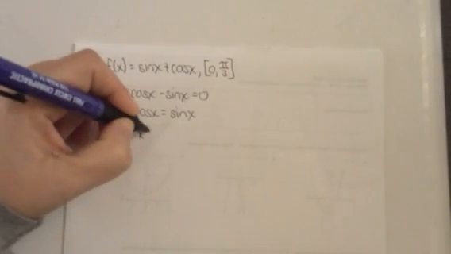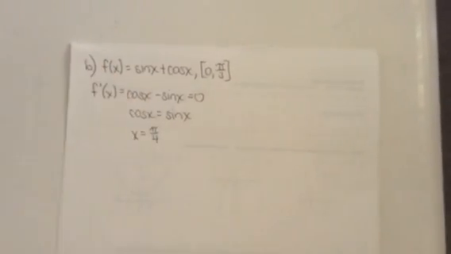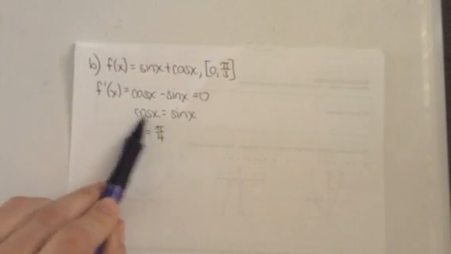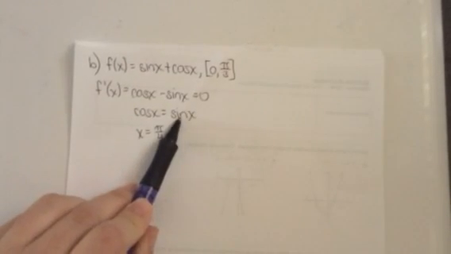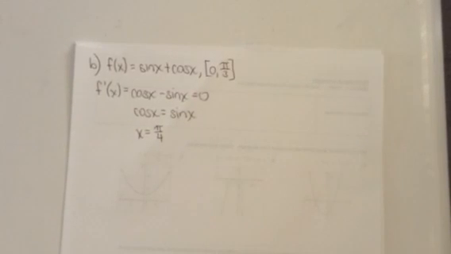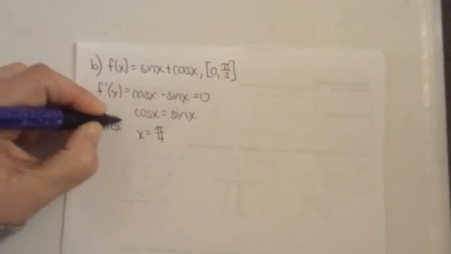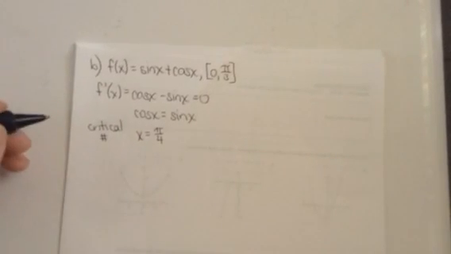So the answer is, it happens when x equals pi over 4, or 45 degrees, because that's where you have that isosceles triangle, the 45-45-90, where the x and the y are the same, right? Cosine is x over r, sine is y over r in the unit circle, so we want to know where the x and the y are the same. So this is my only critical number. I only have one critical number.